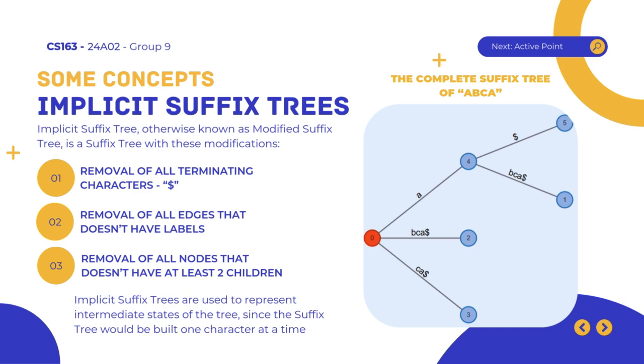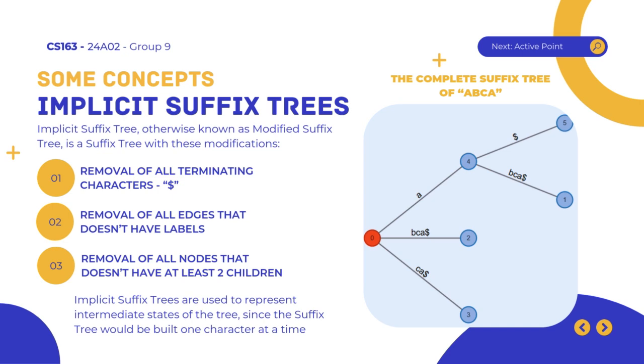An implicit suffix tree, otherwise known as a modified suffix tree, is a suffix tree with these modifications. First is the removal of all terminating characters, here the dollar sign. Second is the removal of all edges that don't have a label. And last but not least is the removal of all nodes that don't have at least 2 children.